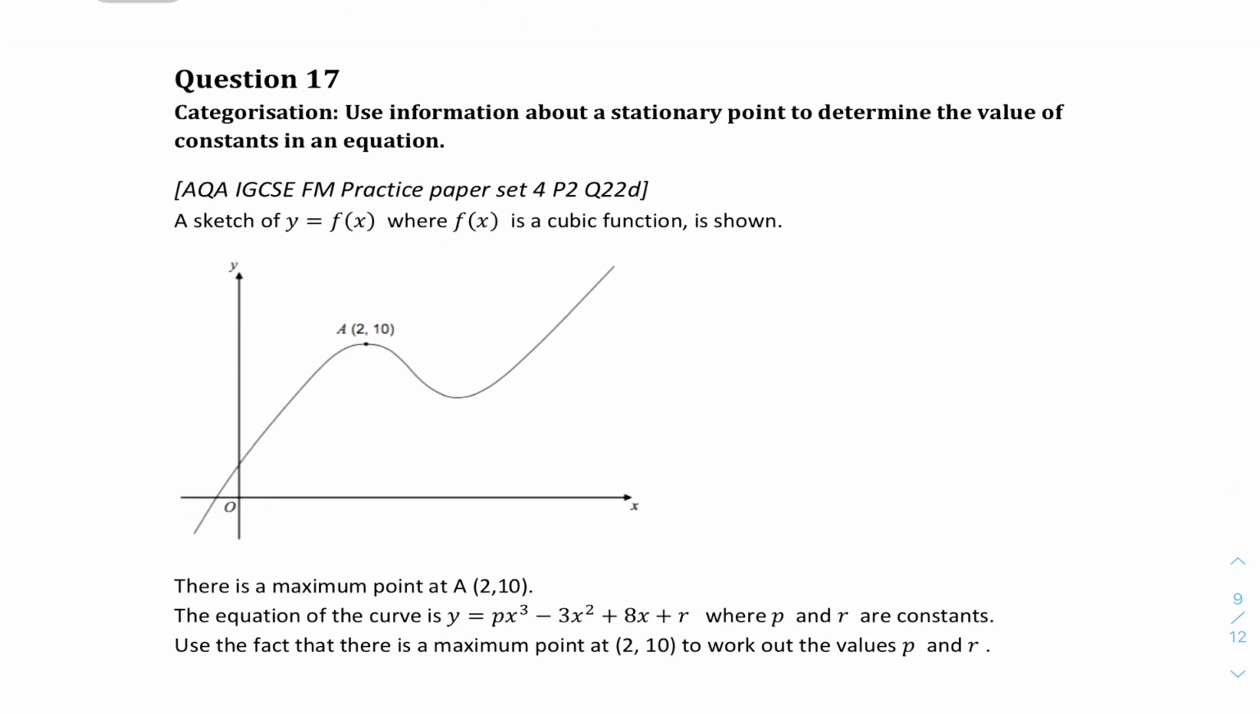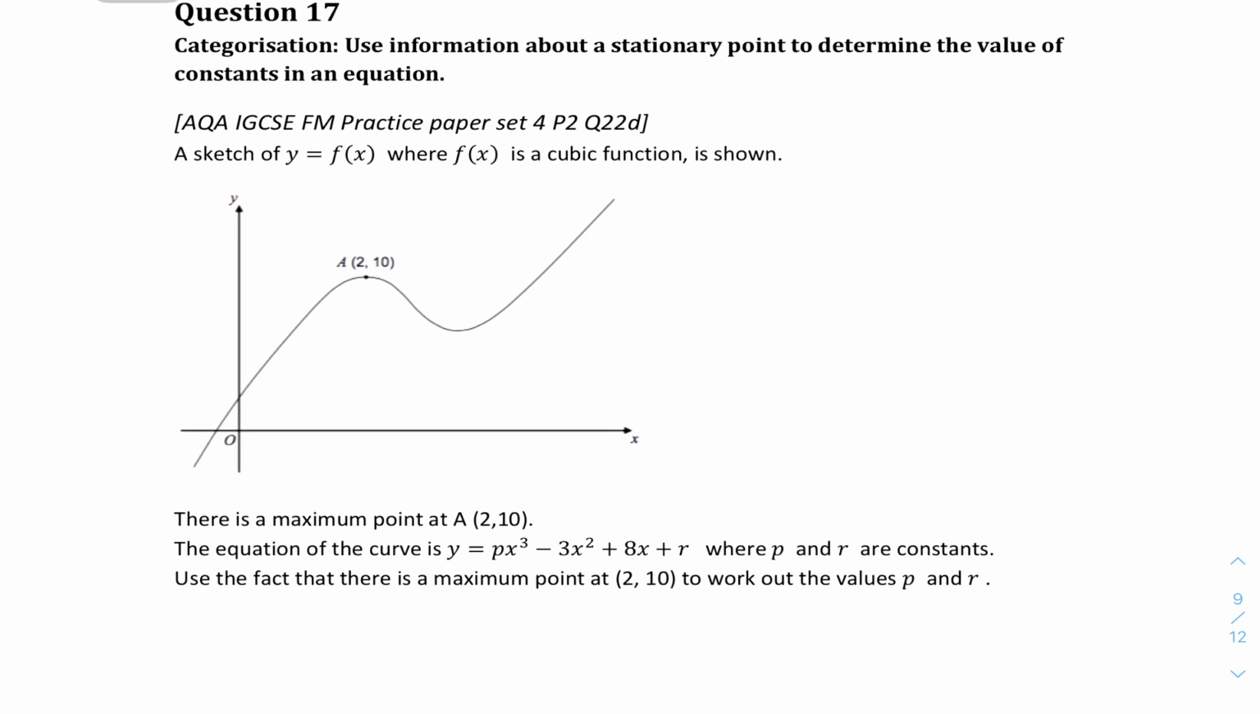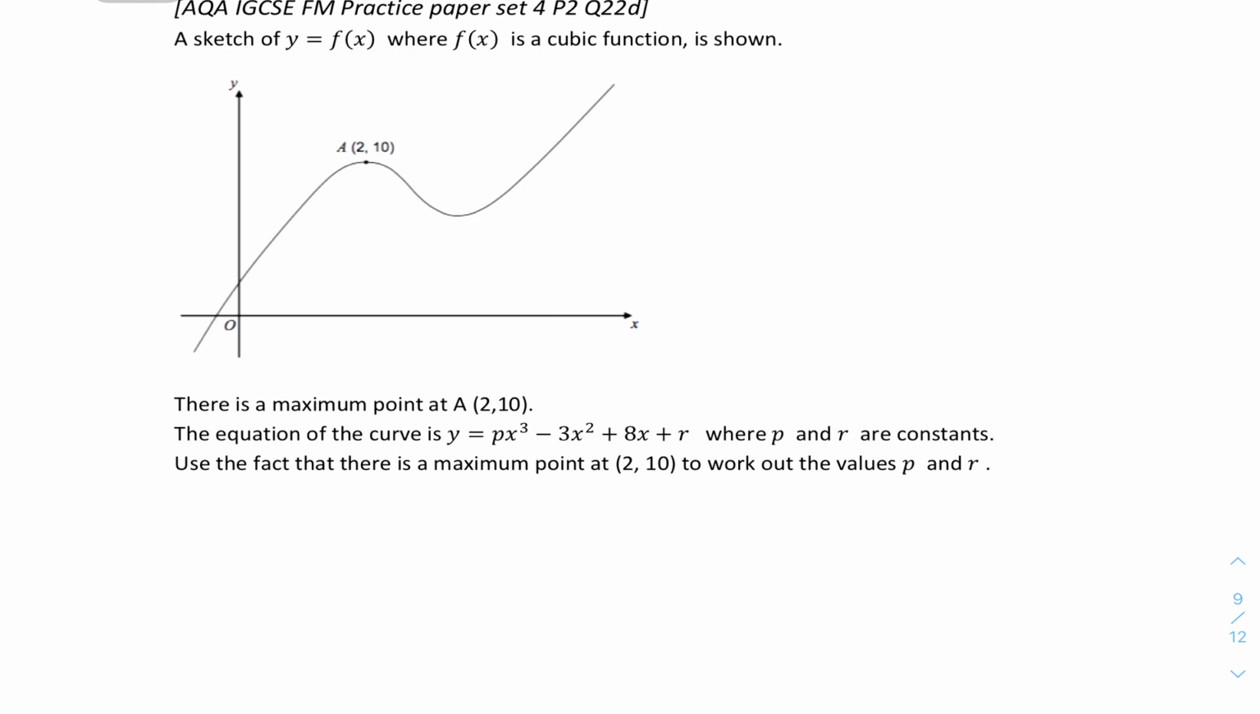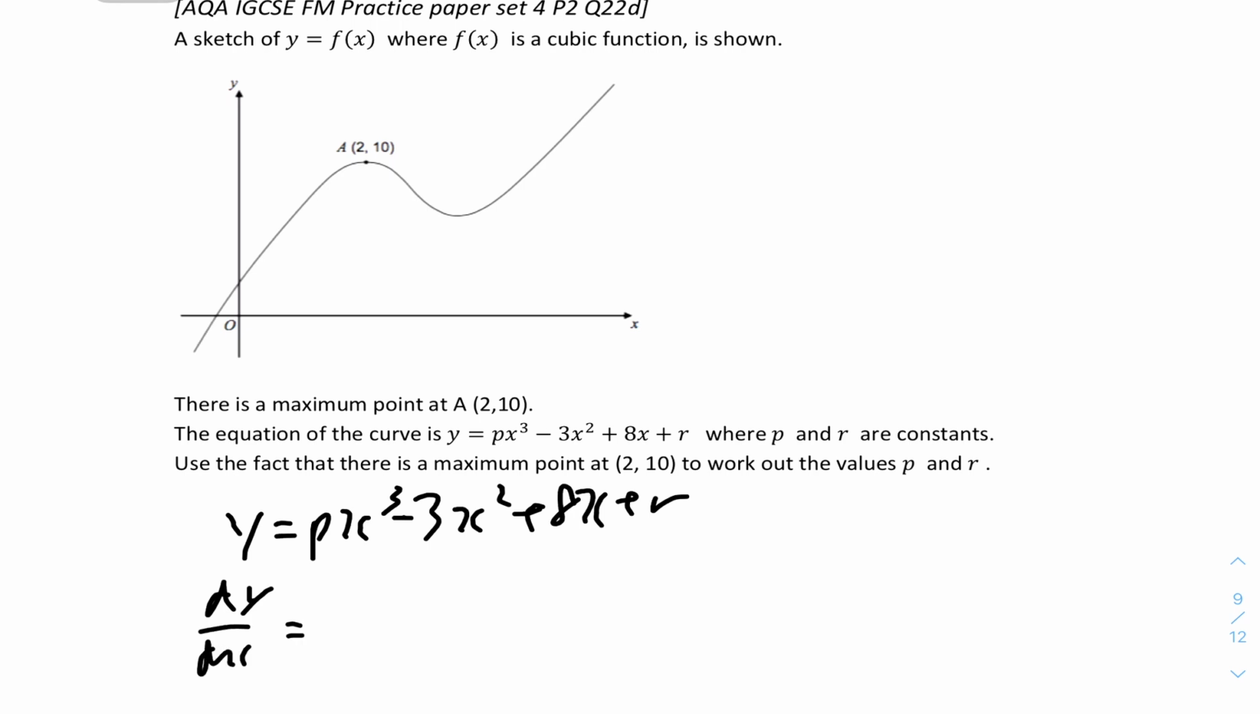So next we have question 17. A sketch of y equals f of x, where this is a cubic function. The maximum point is (2, 10), and the equation of the curve is given, where p and r are constants. Use the maximum point to find p and r. So let's just differentiate the function first. So y equals px cubed minus 3x squared plus 8x plus r. So dy over dx will be 3px squared minus 6x plus 8.